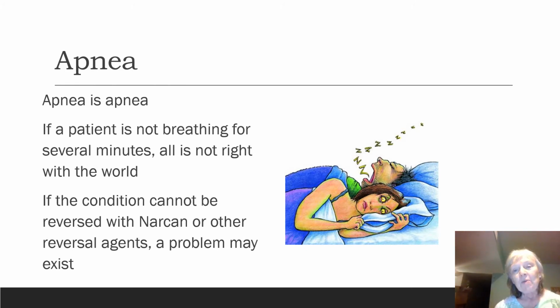Apnea, like I said, apnea is one of those ones that people go, I don't know why we have to ventilate them. Apnea, we can use CPAP or BiPAP, take care of it. People at home have apnea and they're on this equipment. And all of that is very, very true. But we're talking about a patient who's apneic for other reasons. They don't have sleep apnea, okay? So here's what you need to remember. If your patient is not breathing for several minutes, all is not right in the world. And if you cannot reverse this condition with Narcan or other reversal agents, you may have a really interesting problem that you're going to have to take care of. So apnea is an indicator for some type of support.